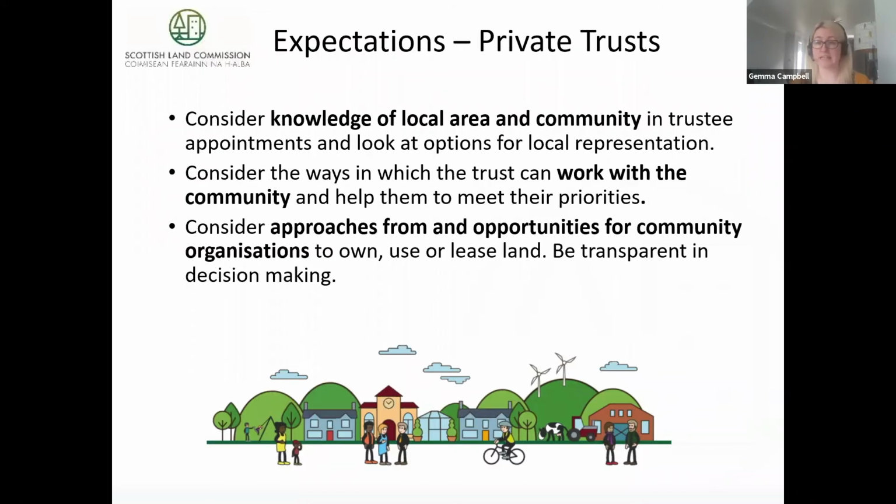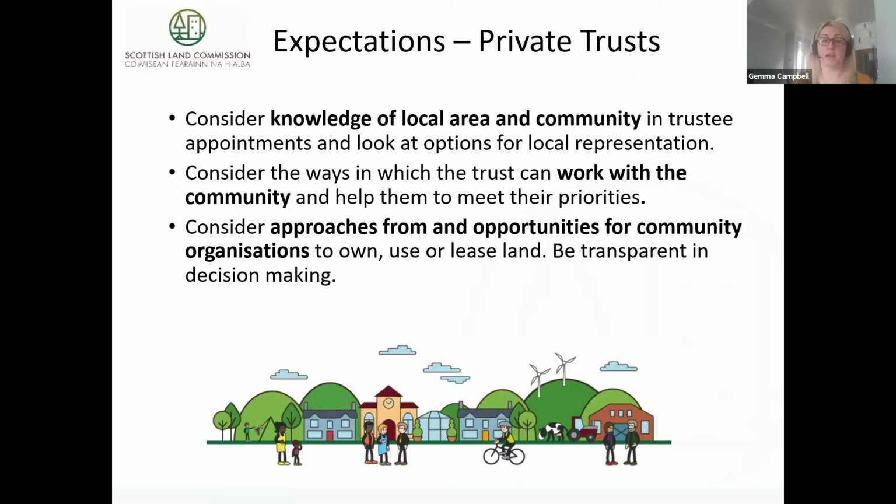And then onto the second slide of expectations. Our protocol sets out that trusts should consider knowledge of the local area and community in their trustee appointments and look at options for local representation. That's just to ensure that in an area where land is held, the priorities and the needs of the local community are taken into account in terms of land use and management.